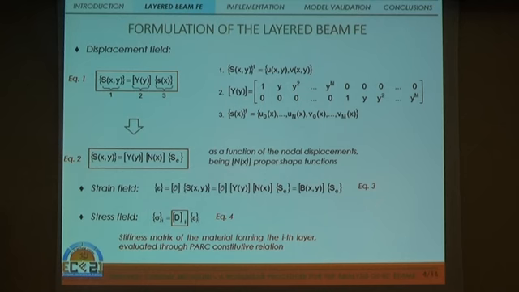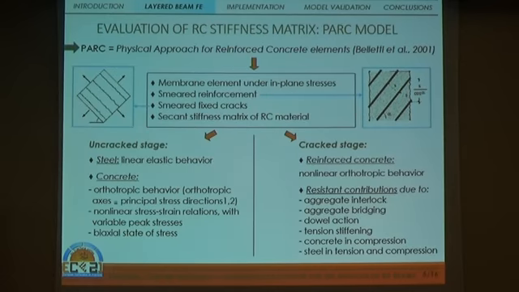So under the small displacement hypothesis, the strains can be related to the nodal displacement by means of the compatibility equation, and the stress field in each layer of the beam can be evaluated by simply calculating the stiffness matrix of the material forming that layer multiplied by the corresponding strain. So the stiffness matrix of the material is evaluated by means of the PARC model, which was developed at the University of Parma starting from 2001.